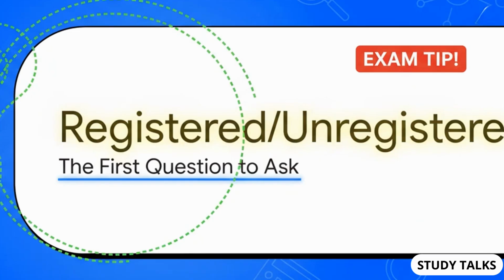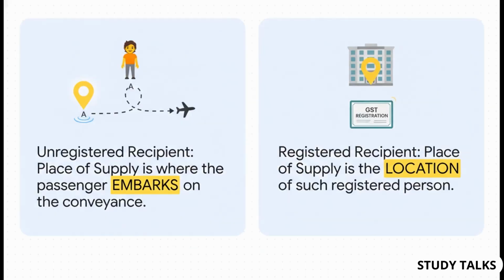Period. Now, so far, we've mostly been talking about people like Mr. Sham, an unregistered person. But honestly, the absolute first question you need to ask yourself in any place of supply problem is this: is my recipient registered under GST or not? Because the answer changes absolutely everything. It's like there are two different rule books. If the person is unregistered, we use the rule we just learned. It's all about the place of embarkation. But if the recipient is a registered company buying a ticket for its employee, the rule flips completely. The place of supply becomes the location of that registered person. It's their office address. The flight details, where it starts, where it ends, suddenly none of that matters.